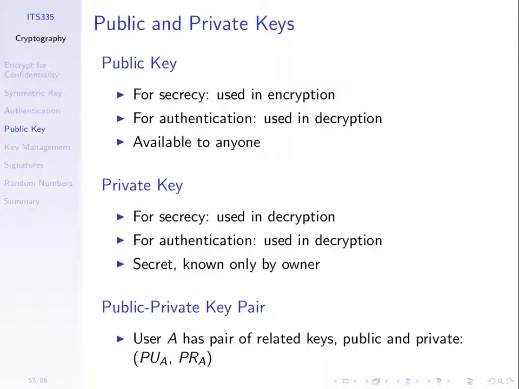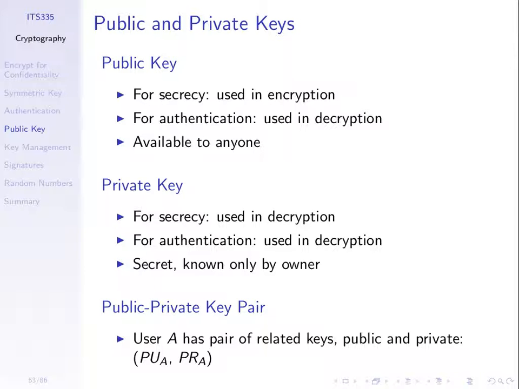And we'll talk about every user in the system has their own pair of keys. User A, for example, has a pair of related keys, PUA and PRA. And every other user would have their own key pair. And if you have your key pair, the private key you must not tell anyone. It must be private to you only. The public key you can tell everyone. By the name, it's public. So the public key is available to anyone. The private key is secret, only known by one person, the owner of that key. And everyone has their own key pair.